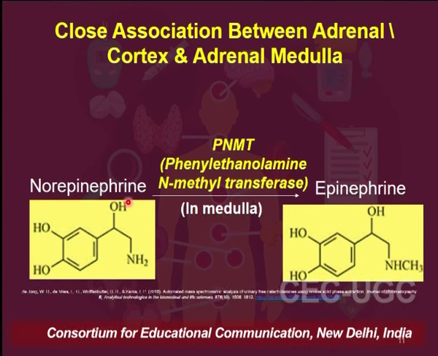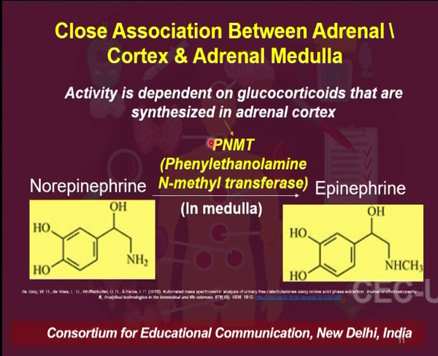So you can see here that the conversion of norepinephrine to epinephrine requires just the addition of a methyl group. Rest of the structure is the same. So the production of both the hormones takes place in the chromaffin cells of the adrenal medulla, but this conversion from norepinephrine to epinephrine requires an enzyme called PNMT, which is phenylethanolamine N-methyltransferase. Now what is important here is that the activity of this enzyme is dependent upon the hormone, that is glucocorticoids, which are synthesized from the adrenal cortex.